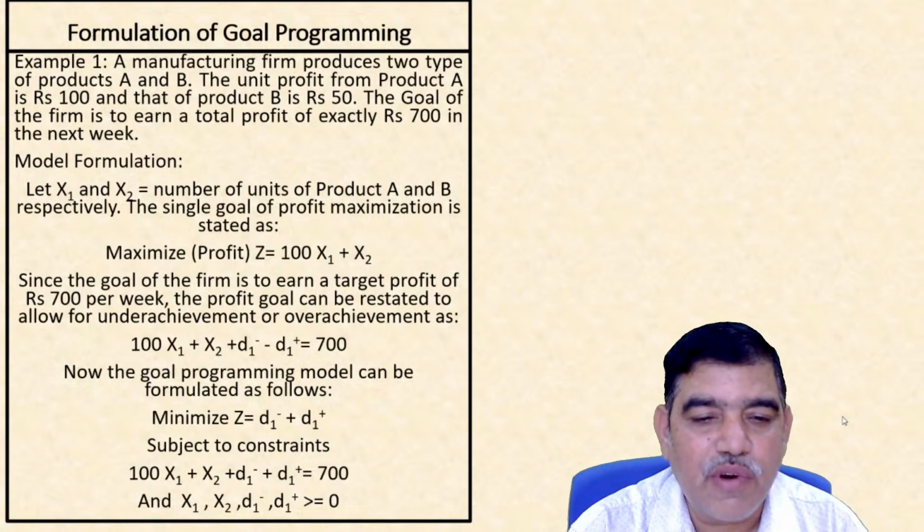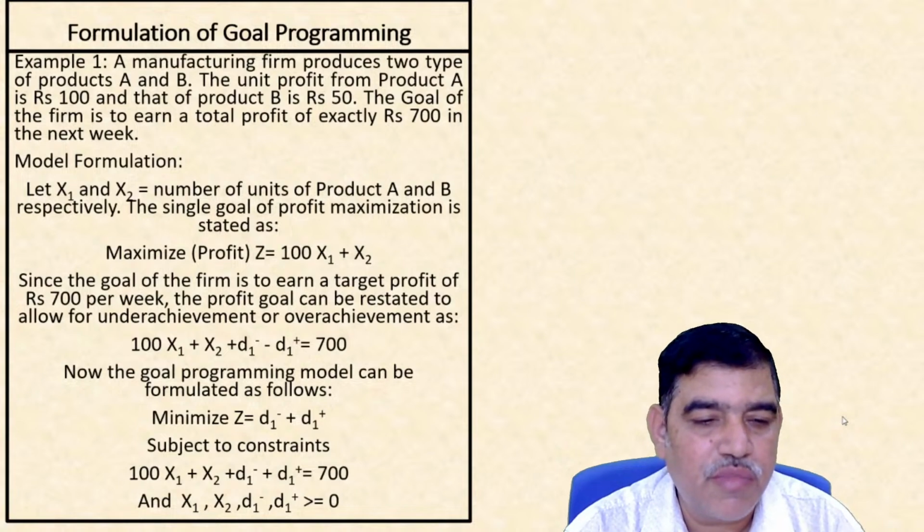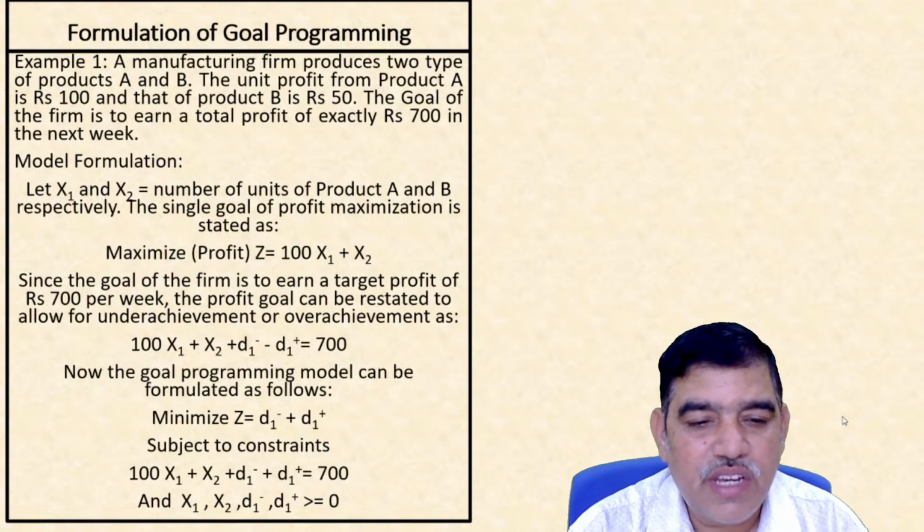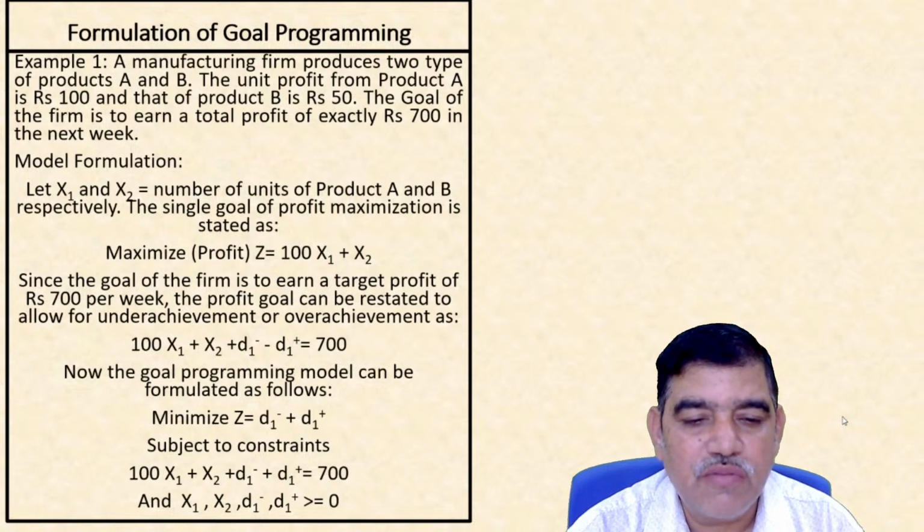Now the goal programming model can be formulated as: minimize Z equal to d1 minus plus d1 plus, subject to the constraints 100x1 plus x2 plus d1 minus plus d1 plus equal to 700, and x1, x2, d1 negative and d1 positive are greater than or equal to 0. Now the LPP model is converted into the goal programming model.